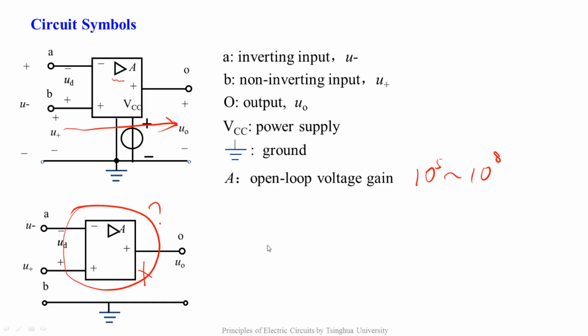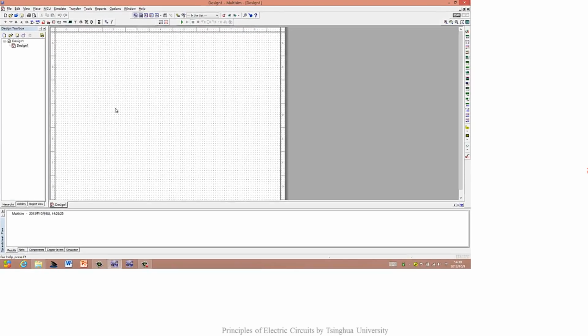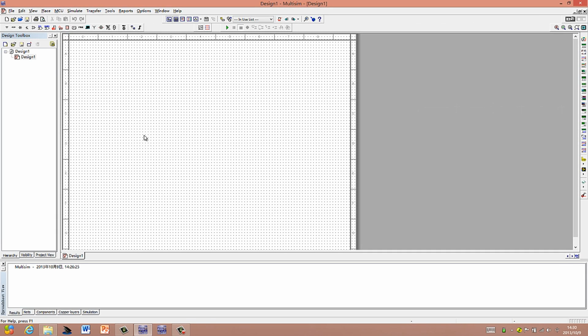Well, then we take the 741 op-amp in Multisim, for example, to see how to connect the op-amp and set some typical values of the key parameters in Multisim or other simulation software. This is the user interface of Multisim 12.